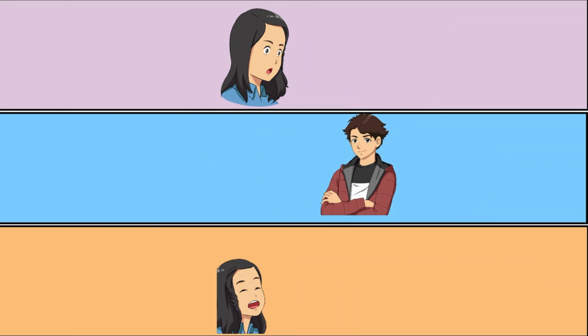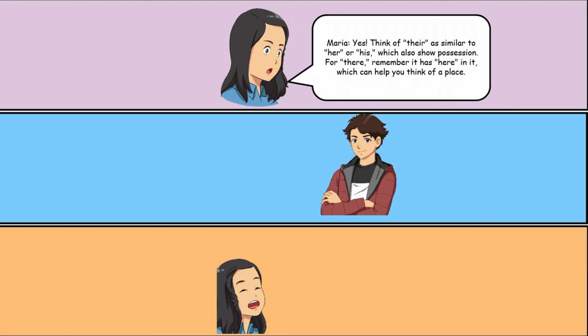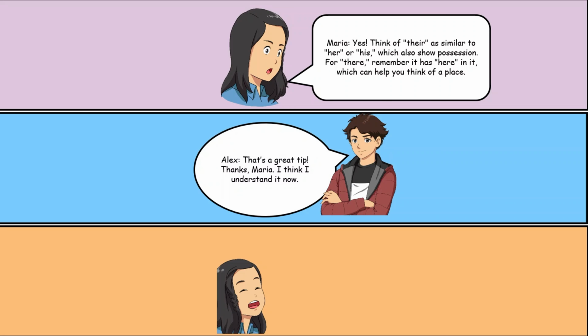Any tip to remember this easily? Yes, think of THEIR as similar to her or his, which also shows possession. For THERE, remember that it has HERE in it, which can help you think of a place.